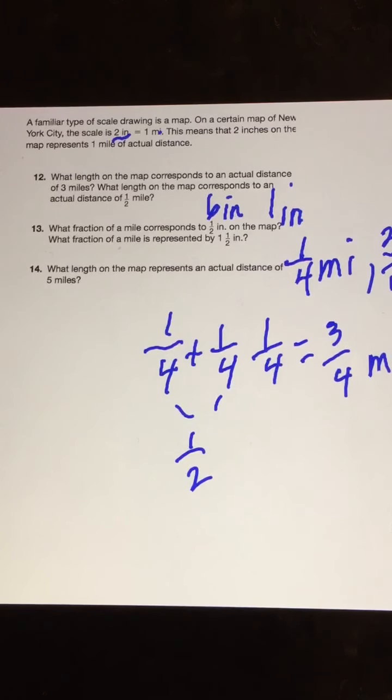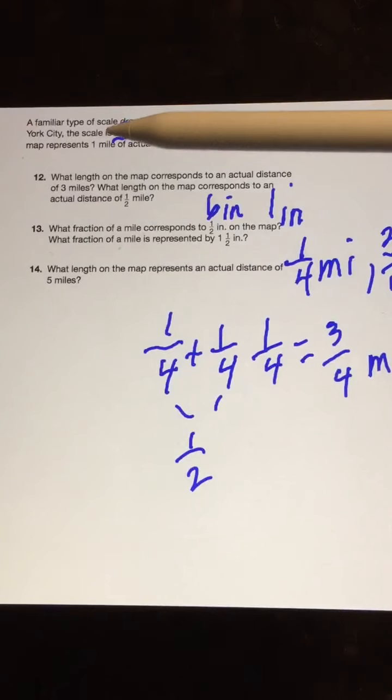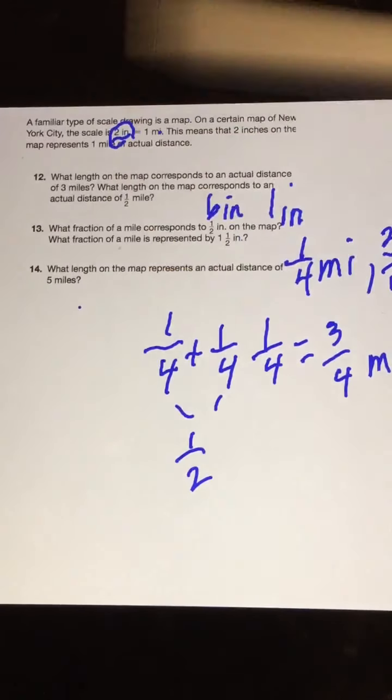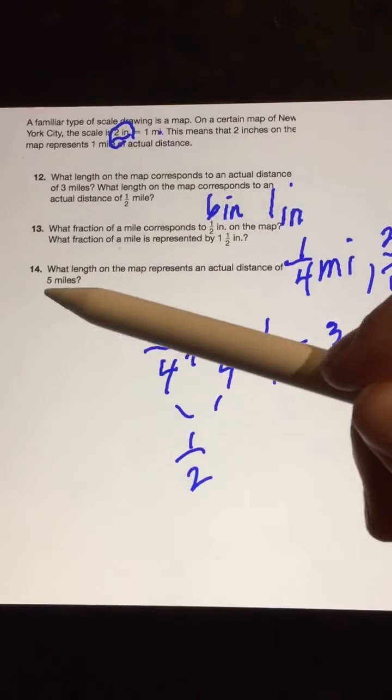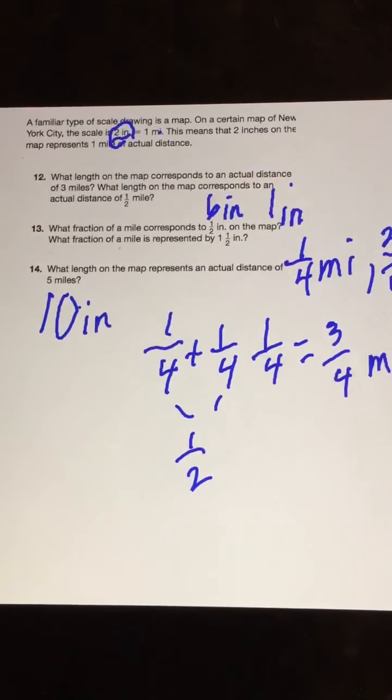So what length on the map represents an actual distance of 5 miles? So I go back up to my 2 up here, and I say 5 times 2 is 10. 10 inches is 5 miles. That's quite a few inches.